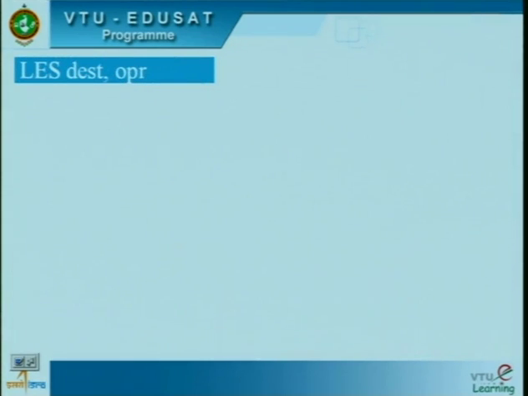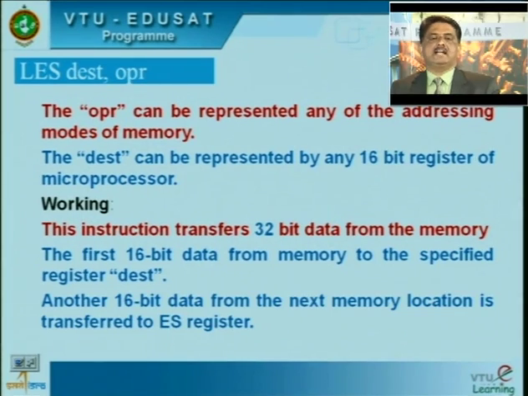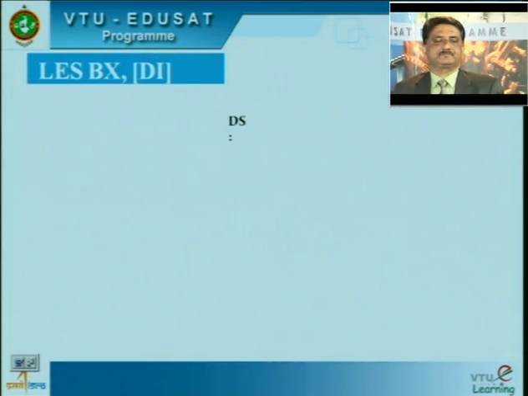Like LDS, we also have LES. LES destination, operand, where the operand can be represented using any addressing mode of memory. The destination can be represented by any 16-bit register of the microprocessor. How does it work? As usual, the instruction transfers 32-bit data from the memory, where the first 16-bit data from the memory goes to the specified destination register, and the next 16 bits go to the ES register.